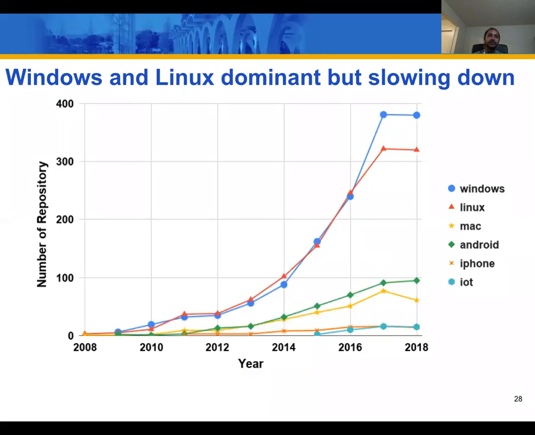And we have also plotted the target platform of these repositories, and we have found that Windows and Linux are dominant in this list. However, these are also slowing down from 2017.